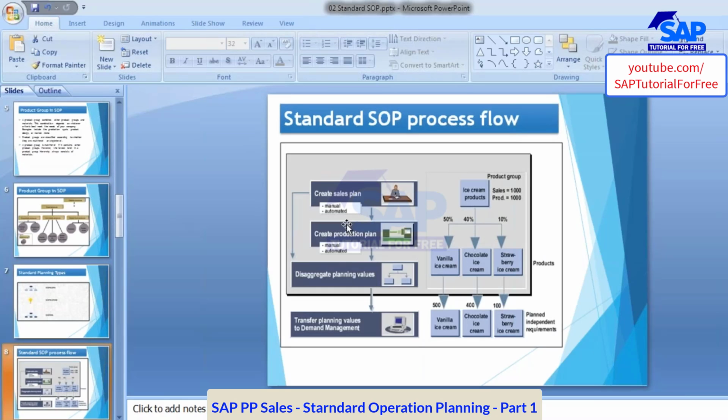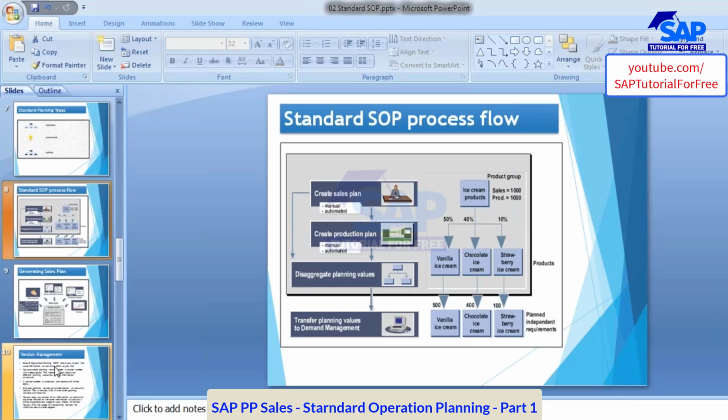So now we'll start with the standard SOP process flow. First we'll create a sales plan. Then we'll convert that sales plan to a production plan, and then we'll disaggregate the production plan to the material level, and then finally you transfer that plan to your demand management, to your production. So this is the standard SOP process flow. It's very simple, only 5 steps you have. Okay, so let's start that.